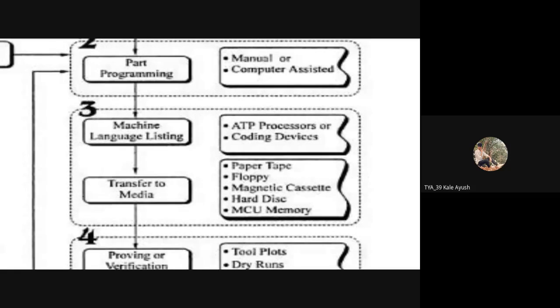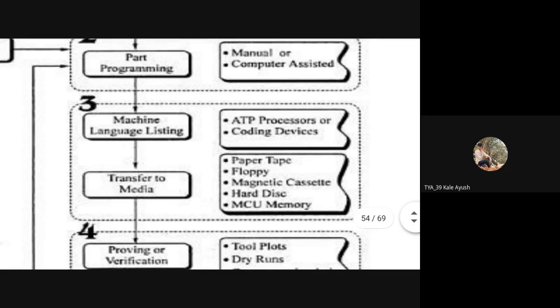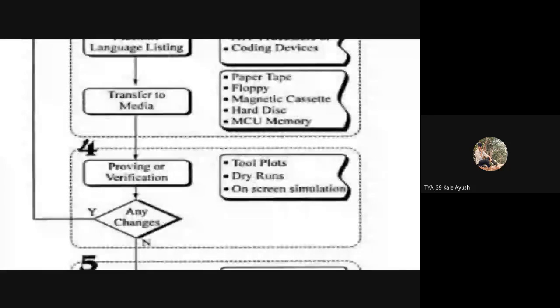Okay, magnetic cassettes are also available. Hard disks are also available. Fourth part is providing verification. Verification is nothing but tool plots, dry run, on-screen simulation. Definitely, verification is nothing but simulation also, whatever the tool position, or whatever the maintenance.